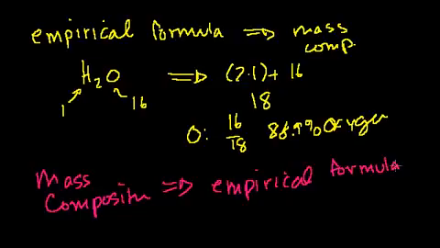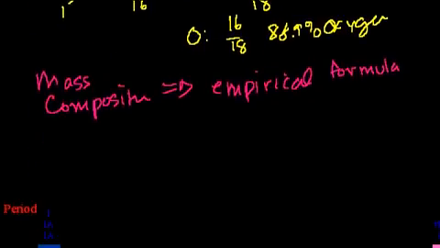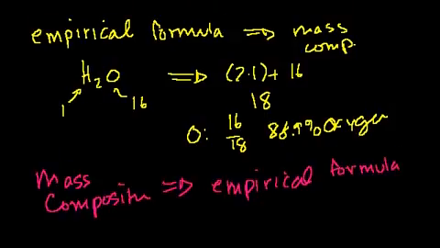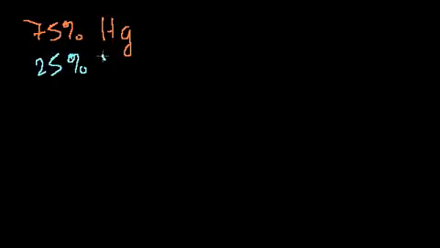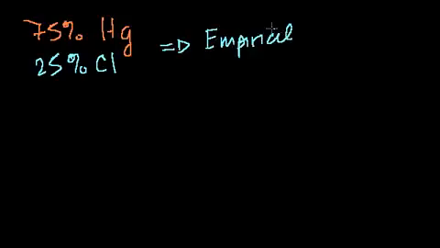So let's do some exercises here to see if we can get someplace. Let's say I am told that I have a bag of stuff, and 75% of that bag is mercury, Hg. And say the other 25% of the bag is chlorine. The question I'm asked is, what is the empirical formula of the stuff that I have here, assuming that it's all one type of molecule?